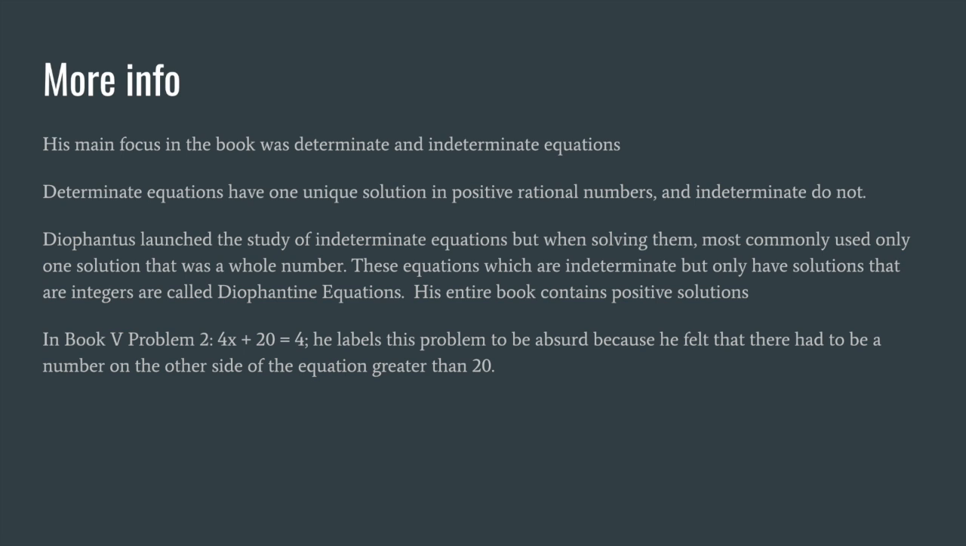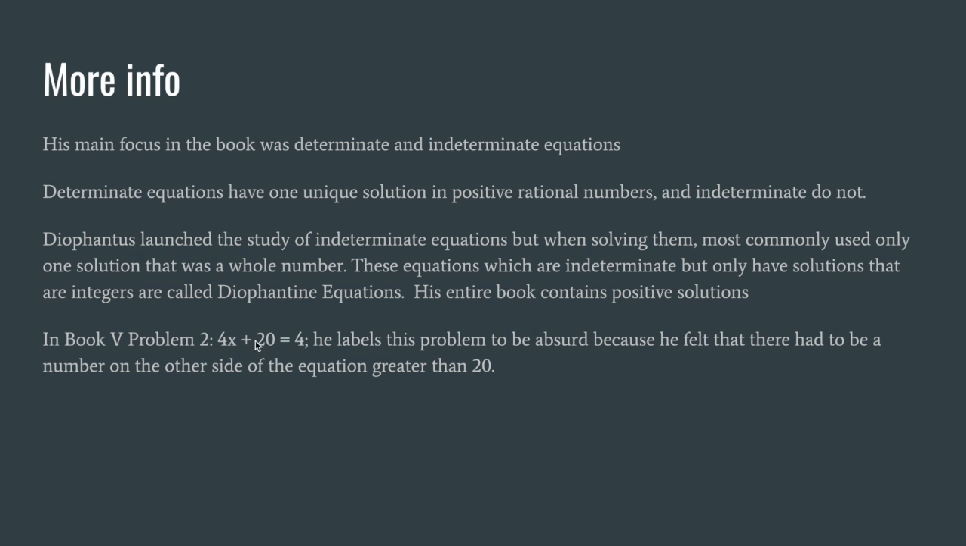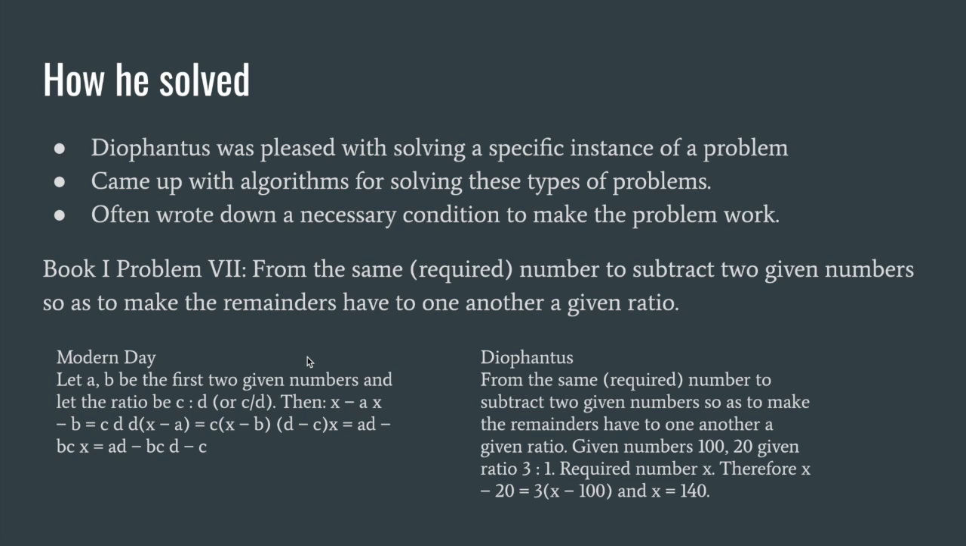Okay, so another point of his book was determinate and indeterminate equations. If you don't know, determinate equations have one unique solution, and of course indeterminate do not. So Diophantus, as we said, created the Diophantine equation, and those equations are indeterminate but have solutions that are integers. We'll see a lot of those in his book. Basically, his entire book has only positive solutions. So in this case, you would think x to be -4, right? But he called it absurd because there was no way that it could be there, because x had to be a positive number.